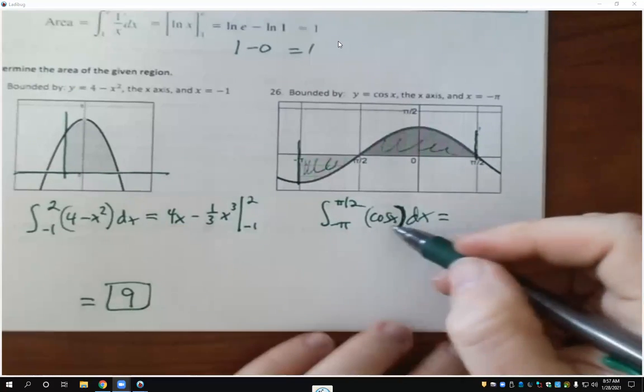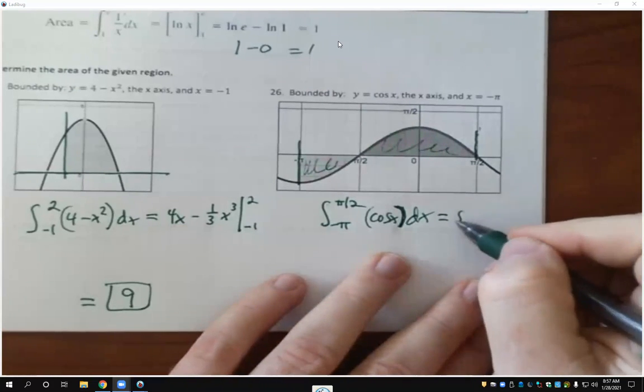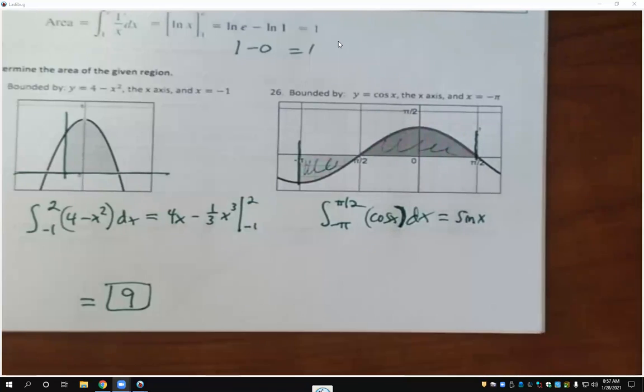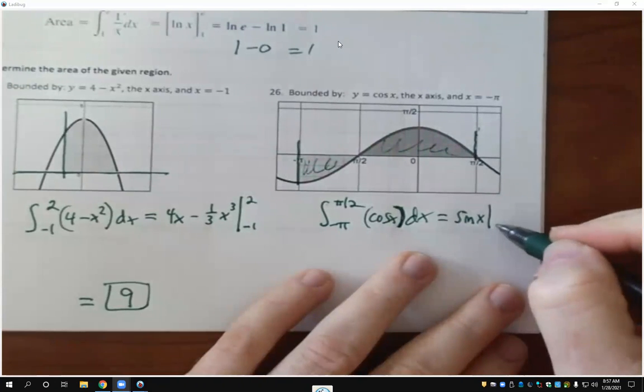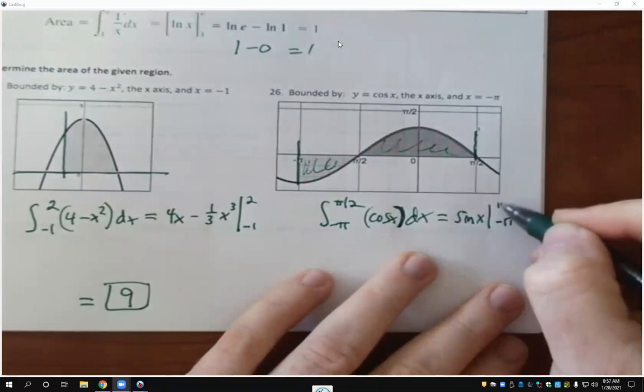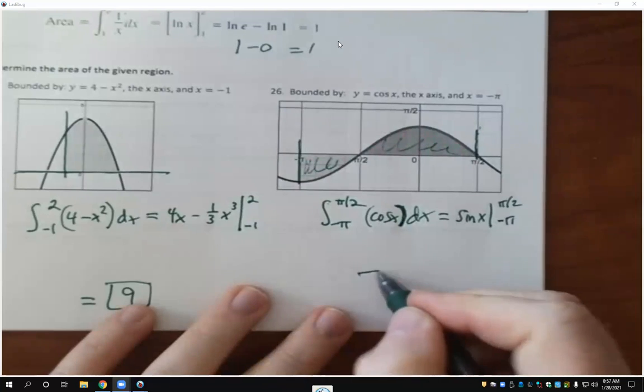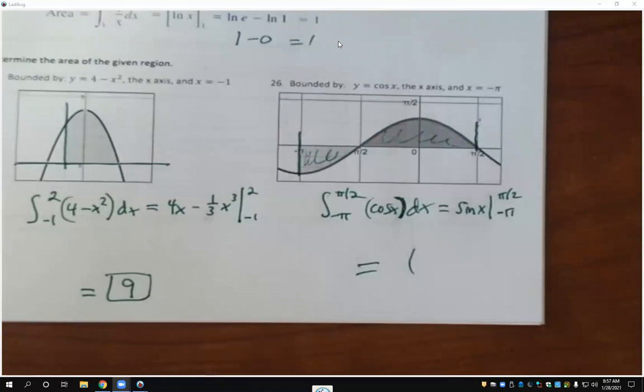All right, so the antiderivative of cosine is sine. Okay, a lot of people are going to write negative sine there. Negative sine is not the antiderivative of cosine, it's the derivative of cosine. So don't make that mistake. And we're going to evaluate that from negative pi to pi over 2. And again, I'm just going to tell you the answer is 1 on this one.